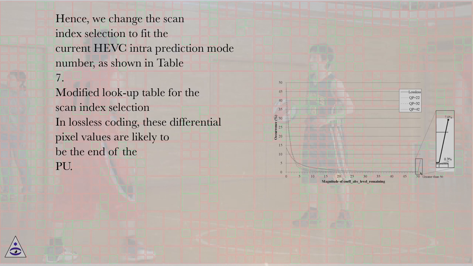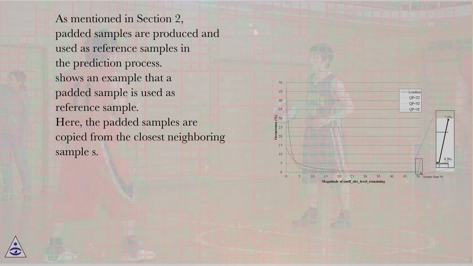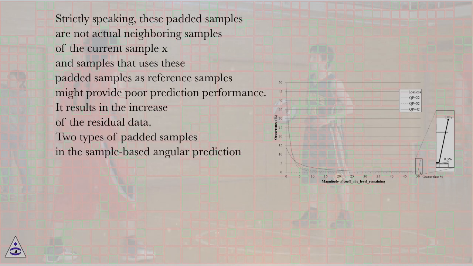In lossless coding, these differential pixel values are likely to be the end of the block. As mentioned in Section 2, padded samples are produced and used as reference samples in the prediction process. The figure shows an example where a padded sample is used as a reference sample. Here, the padded samples are copied from the closest neighboring sample S. Strictly speaking, these padded samples are not actual neighboring samples of the current sample X, and samples that use these padded samples as reference samples might provide poor prediction performance. It results in the increase of the residual data. Two types of padded samples in the sample-based angular prediction.